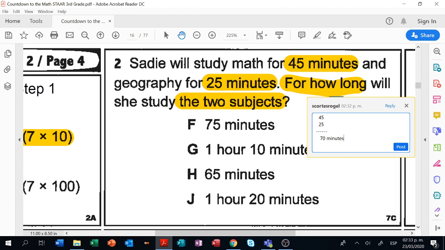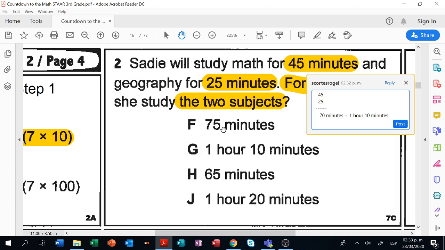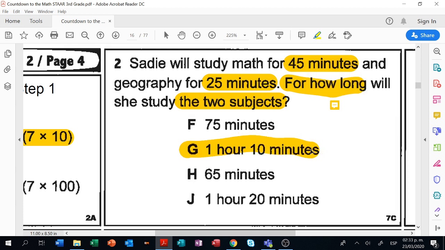That means I need to change these 70 minutes into a different expression. If you remember well, there are 60 minutes in 1 hour. That means that in 70 minutes there is 1 hour. I'm going to put an equal here: 1 hour, and we have 10 minutes. So 70 minutes is the same as 1 hour and 10 minutes. That being said, I know that my right answer will be letter G. Okay, so I'm going to highlight that answer there.